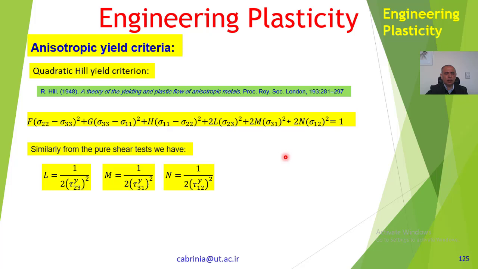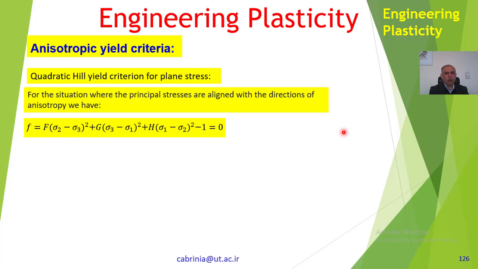So all these values are known for L, M, and N, and we can substitute back in here. We obtained F, G, H from the previous slide, and we obtained L, M, N from this slide. If we substitute these values for F, G, H, L, M, N, then we have our yield criterion for anisotropic materials, which we can use in our theoretical works.